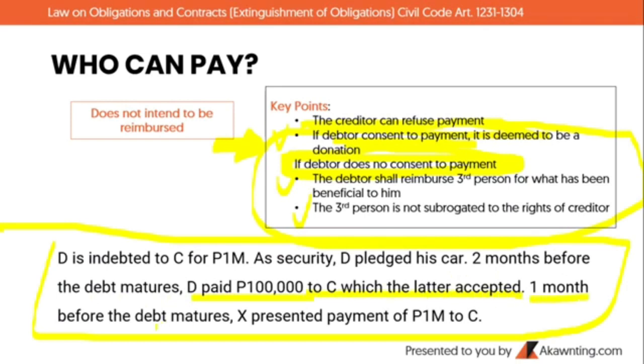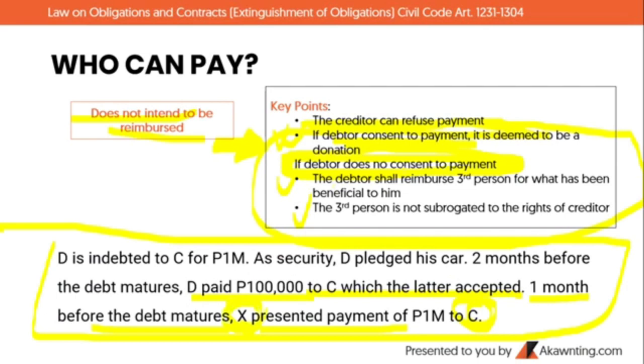So, 1 month before the debt matures, X presented payment of 1 million to C. Ang pagkakaiba nito, although copy-paste lang to from the second scenario, si X does not intend to be reimbursed. So, in this case, kapag nag-consent si debtor, bayad na yung utang niya kay C, extinguished na yung obligation. At the same time, magkakaroon na ng contract of donation din.